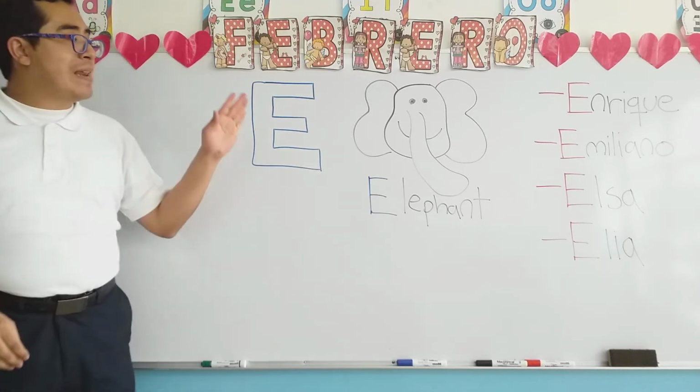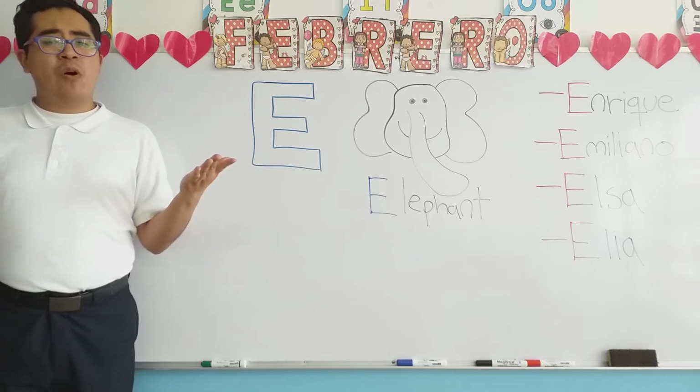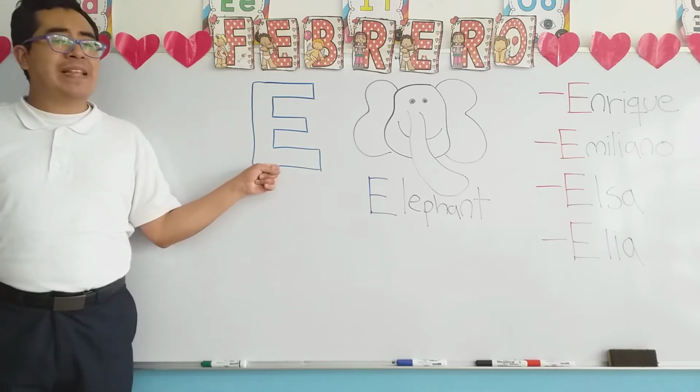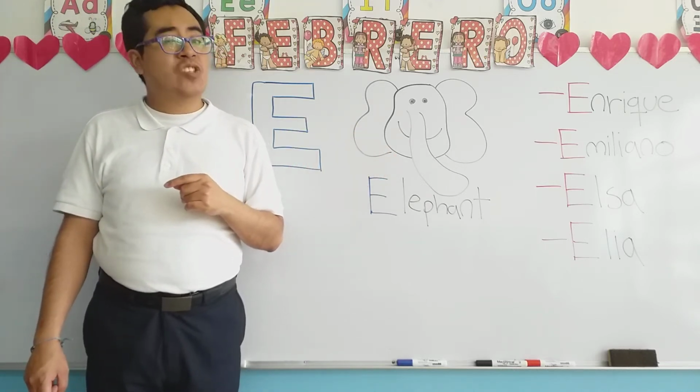So, capital E, the second vowel of today. I'm talking about objects that we can have with this letter. We have elephant, the animal of the zoo.